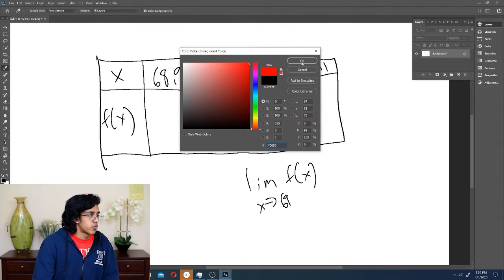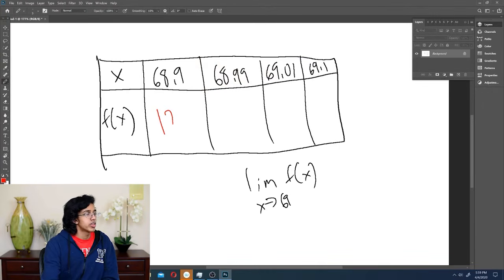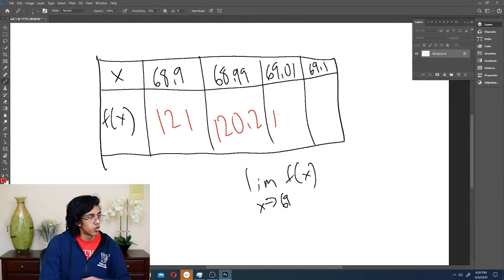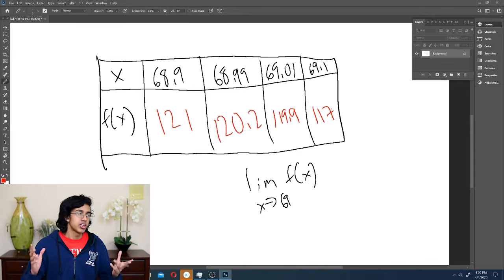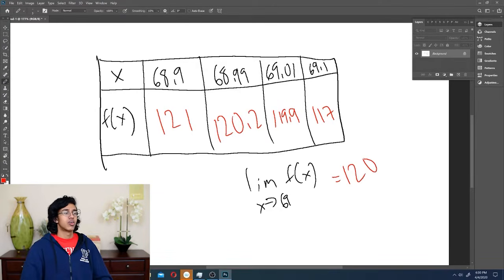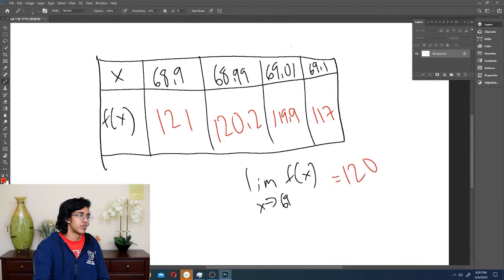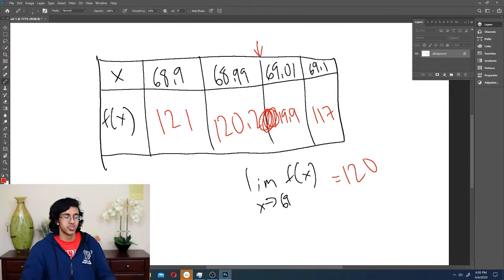So let's say we take a beautiful red color, and then we do 121, 120.2, 119.9 or something, and then 117, sure. And as you can see, as you come from the right side, it approaches 120, right? And as you come from the left side, it approaches 120. So obviously the limit here is just going to be equal to 120. I don't really know how to make these questions hard, because you literally just see as it gets closer to the actual number, which should fall somewhere here, you just take what's in between here, what it should be approaching. So it's not that hard.